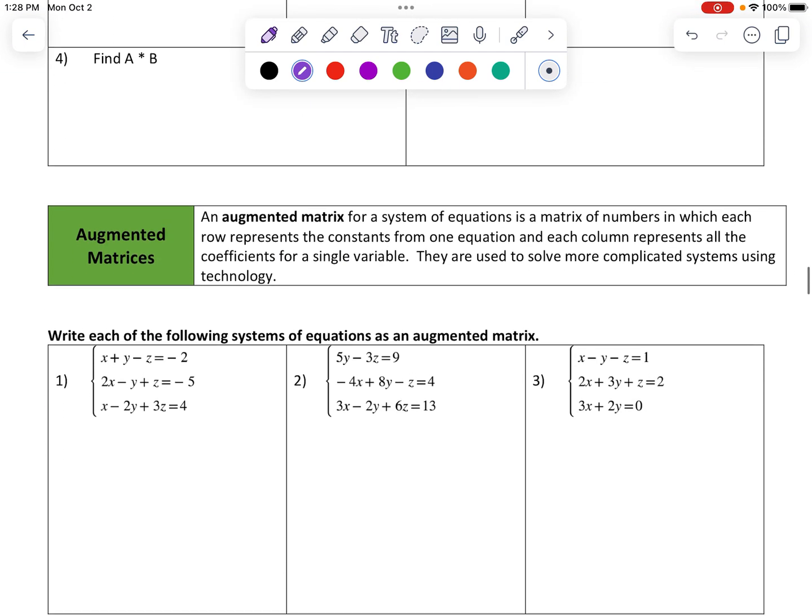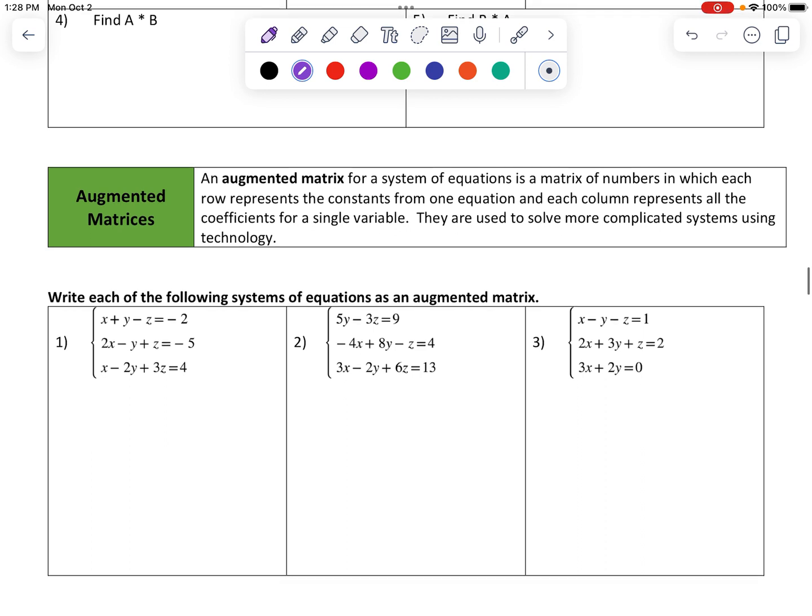So I'm going to skip ahead to augmented matrices, and we're going to look at how we set up the augmented matrices, and that will help us when we go into 3.3 with solving later on. So first of all, we need to look at an augmented matrix. This is just a matrix of numbers that each row will represent constants from one equation, and each column represents the coefficients for variables. So we're going to start using these to solve systems of equations in section 3.3. For right now, though, we are just setting up the matrices.